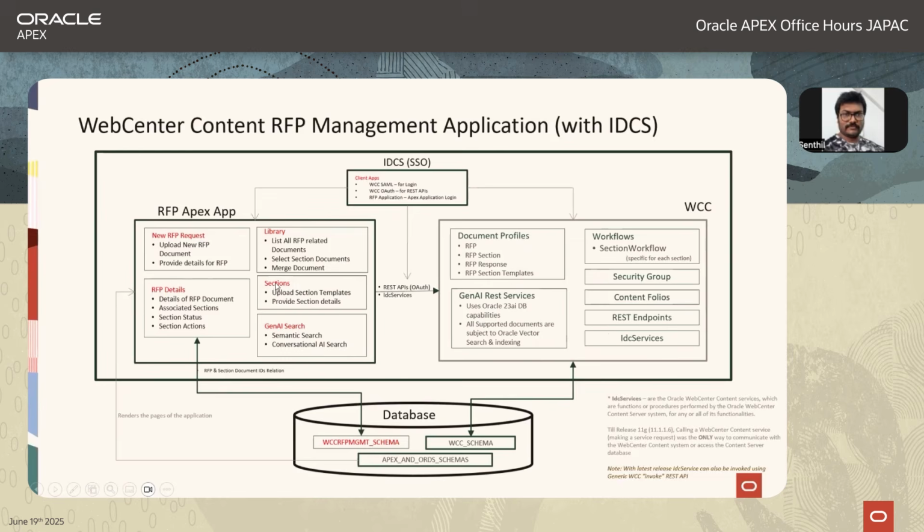So whatever user privilege he has in WCC, the same gets applied when he logs into the Apex app also. So on the IDCS side, we have three different clients: one for SAML for the WCC login, one for OAuth for the REST APIs, and one for the Apex application, the RFP application client ID.